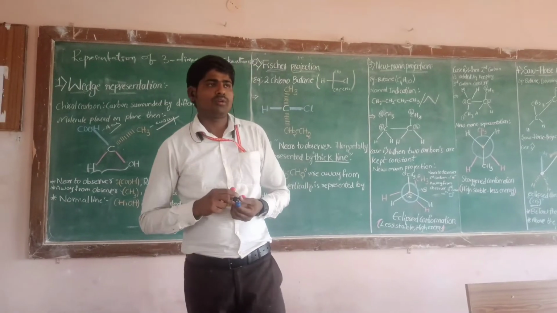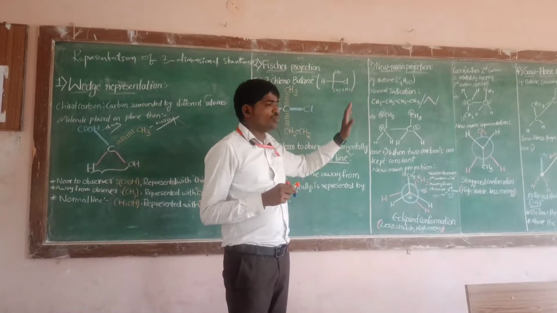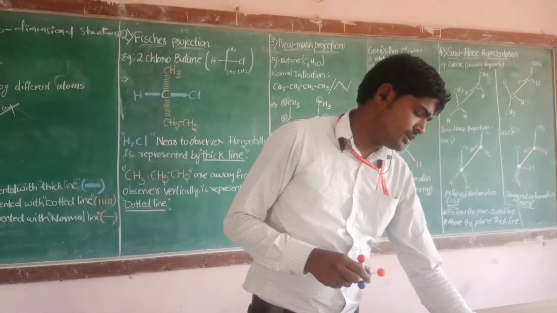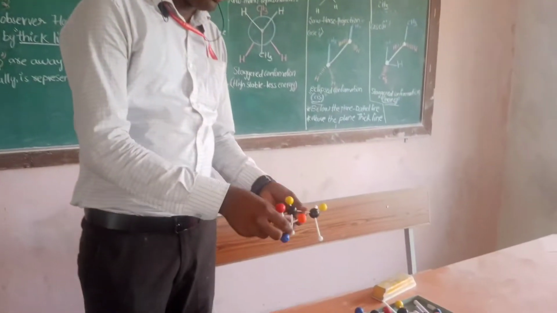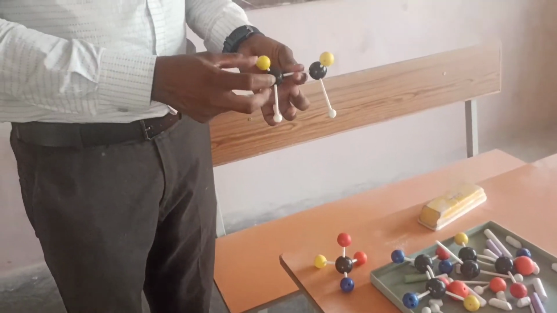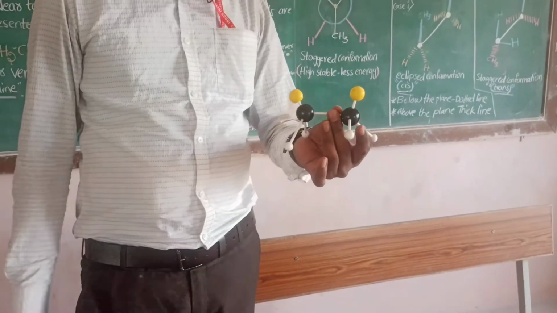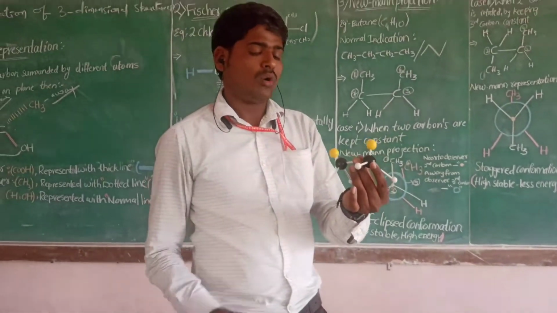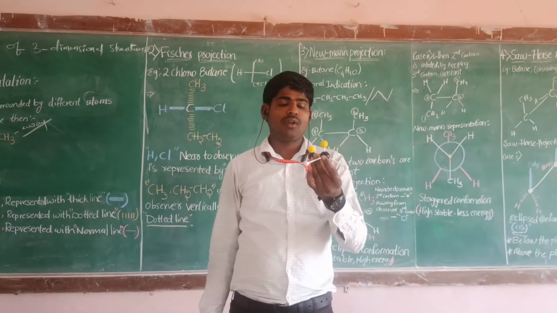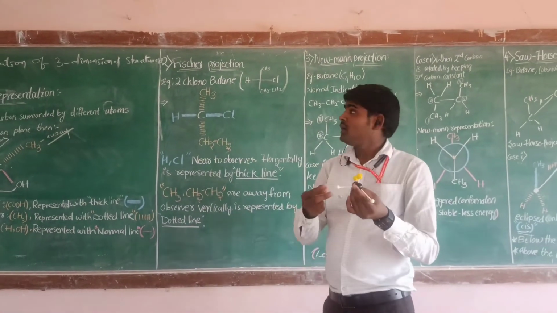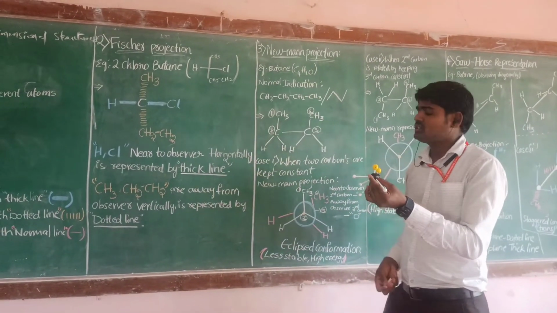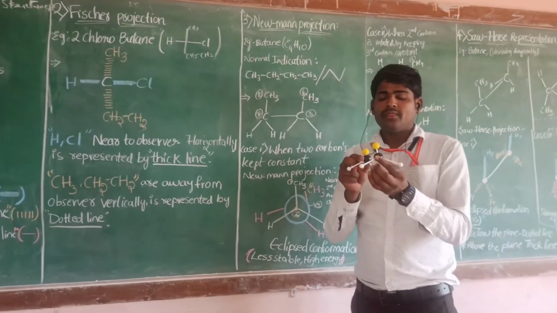Now again, one more representation is there, the Newman projection representation. In the Newman projection representation, they will take 4 carbons. This is a single carbon attached to 4 different atoms. For example, they take 4 carbon atoms. In these 4 carbons, how do we write which carbon is near to the observer and which carbon is away from the observer in the Newman projection representation? In this Newman projection representation, they will take the example.